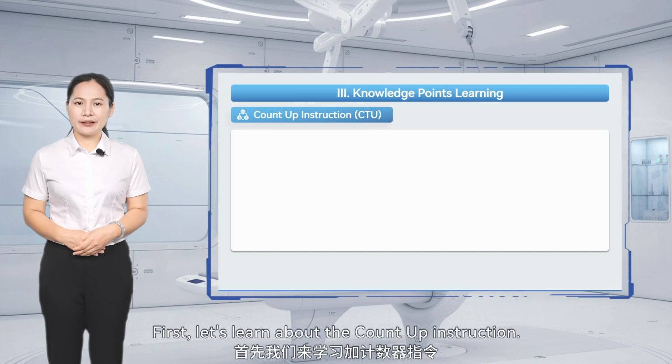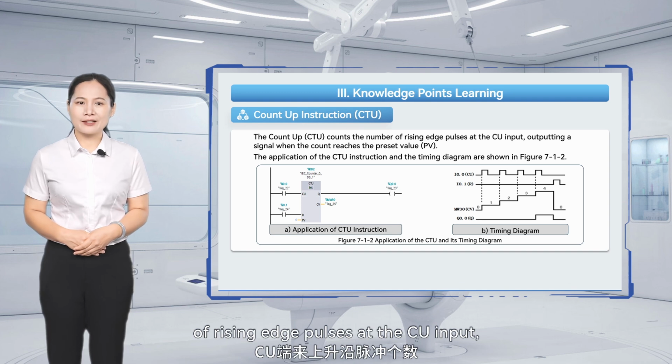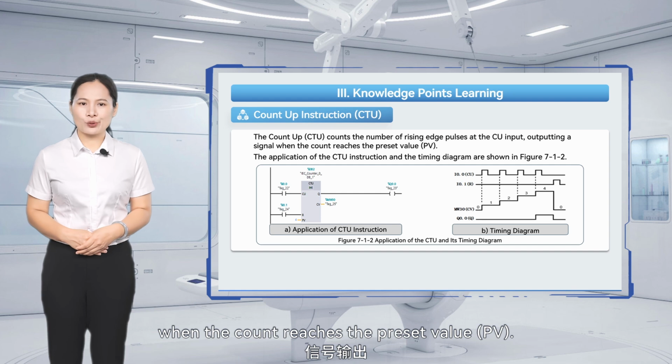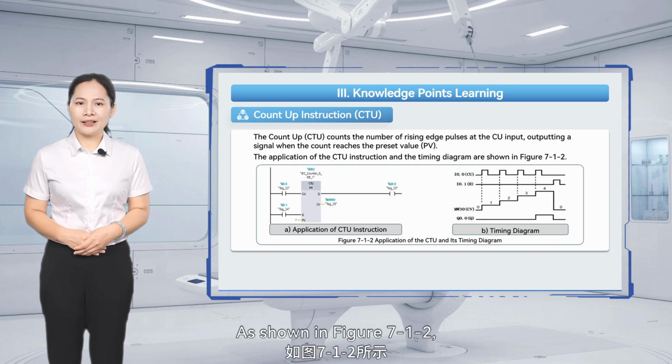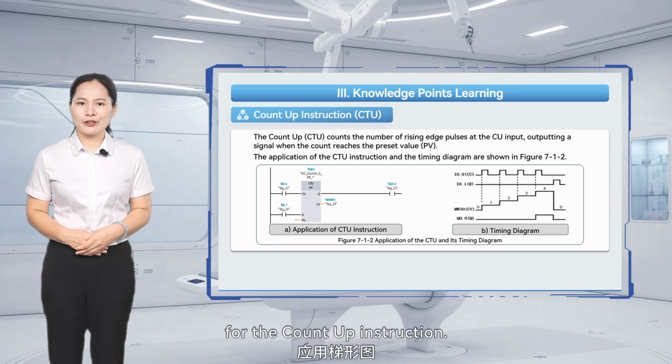First, let's learn about the count up instruction. The count up, CTU, counts the number of rising edge pulses at the CU input, outputting a signal when the count reaches the preset value, PV. As shown in Figure 7.1.2, Part A illustrates the ladder diagram for the count up instruction.